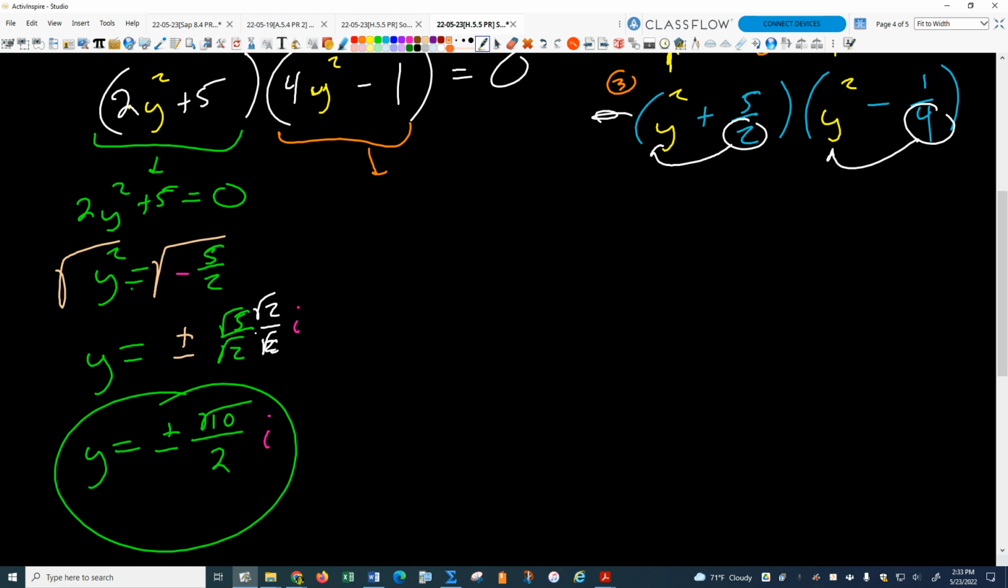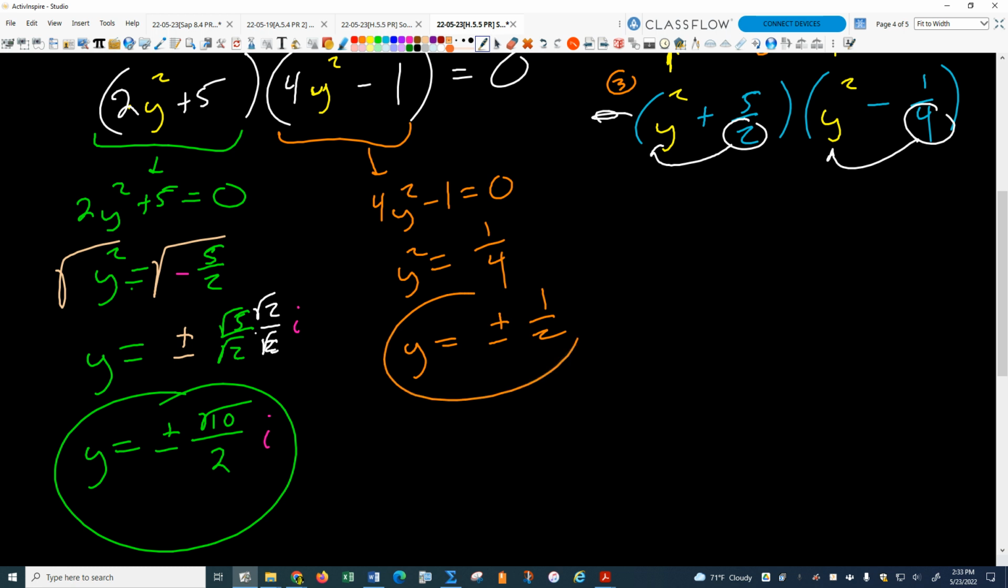If I set the other factor equal to 0 and solve, I'm going to get y squared equals 1/4, right? So this one's a little bit easier. What am I going to get if I square root? Plus or minus square root of 1 over square root of 4. And what is that? 1 over 2. Okay, there's my 4 solutions, right?